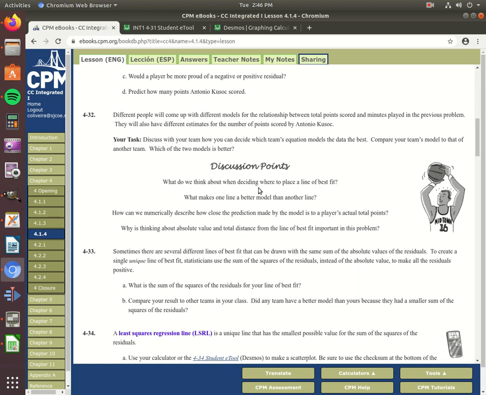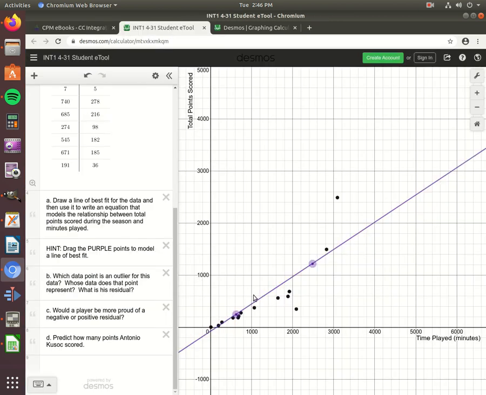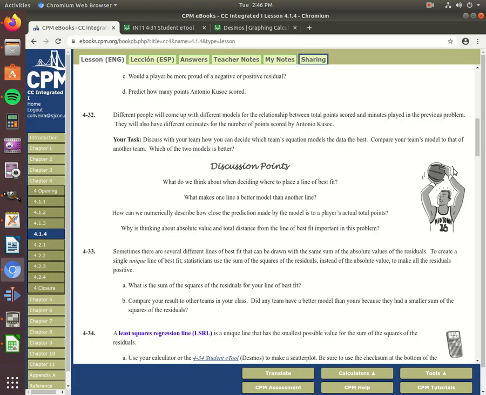So what do we think when deciding where to fit the line of best fit? What makes one line better than the other? How can we numerically describe how close the prediction line is? Right, so the argument is going to be, well, the line I drew is better than the line you drew, which isn't a very compelling argument. We need math to sort of settle this argument for us.